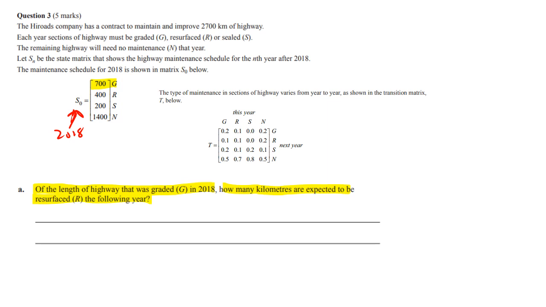Now remember, of that G this year, some of it's going to go to G, some of that G is going to go to R, some of it's going to go to S, and some of it's going to go to N. But we just want to know which bits of the G are going to R, which is just that value. So what people made a mistake on was that they did the whole thing, but really all they're asking you to do is 0.1 times 700, because 10% of the G is going to R next year, and that equals 70 kilometers. Don't forget to put the unit. Surprisingly, only about half of people got this right.